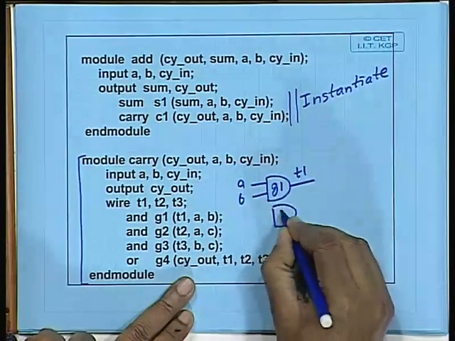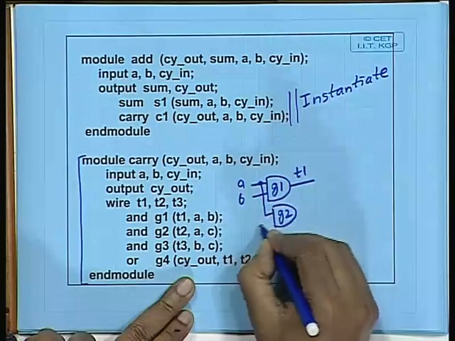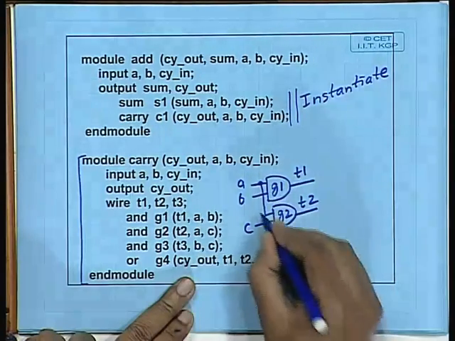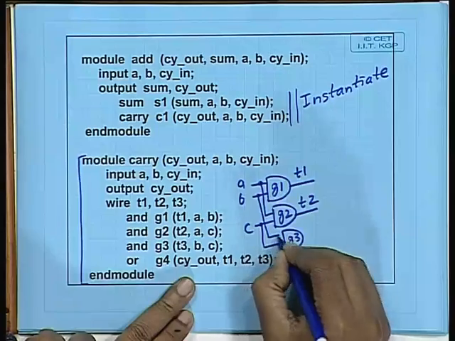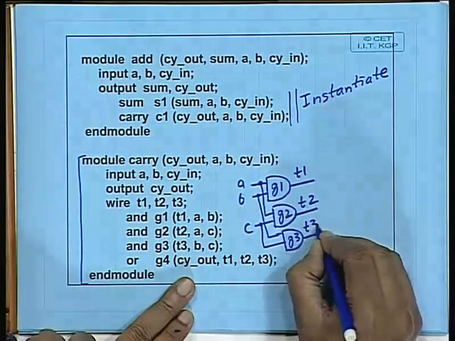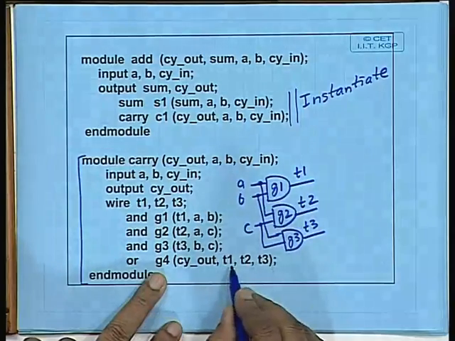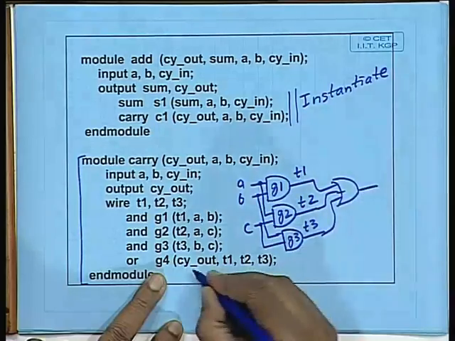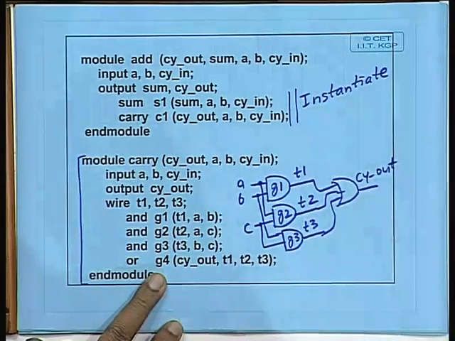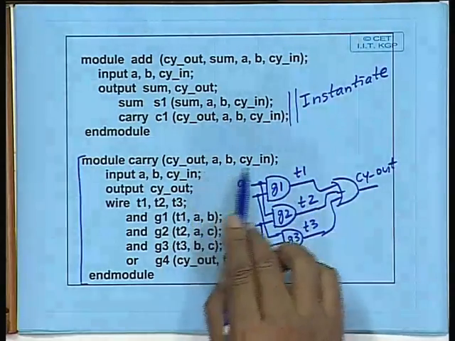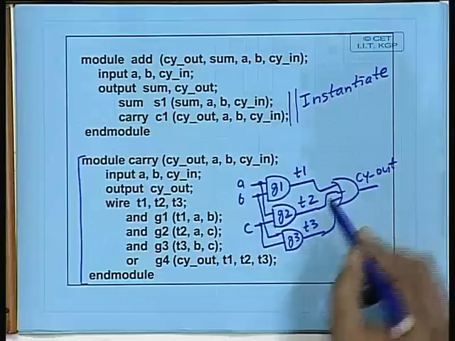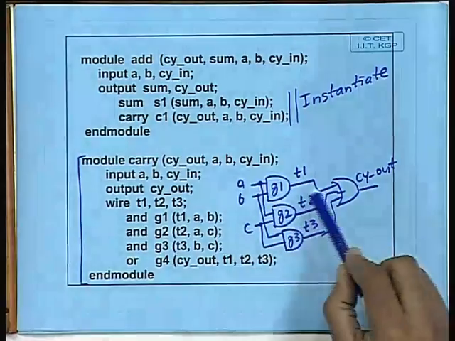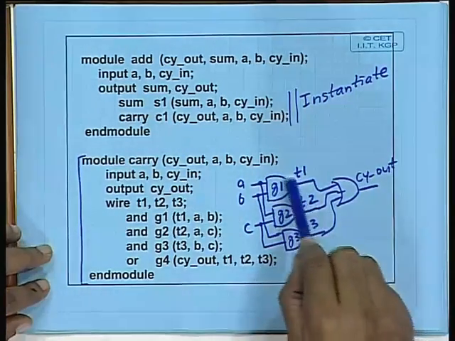Similarly, G2 is another AND gate, inputs are A and C, output is T2. G3 is another, B and C are the inputs, output is T3. And G4 is an OR gate, it is a 3 input OR gate, it takes T1, T2, T3 as the inputs, and as output it generates carry out. Now, as you can see, this T1, T2, T3 were not any input or output parameters, they are intermediate lines. These are defined as wires, right. So, wires are essentially the signal lines which are used for interconnecting one module with another internally.